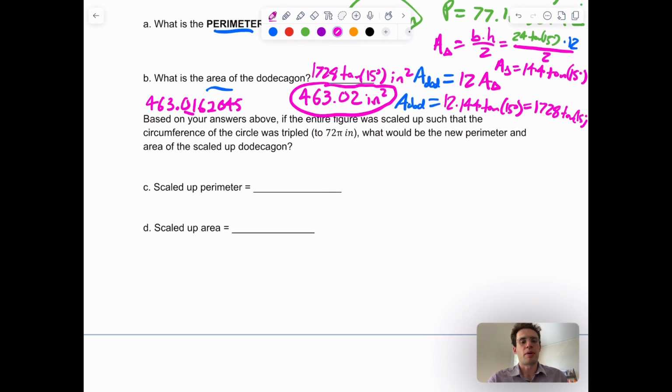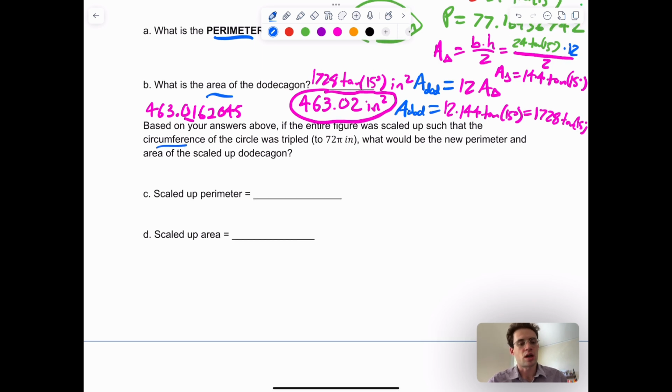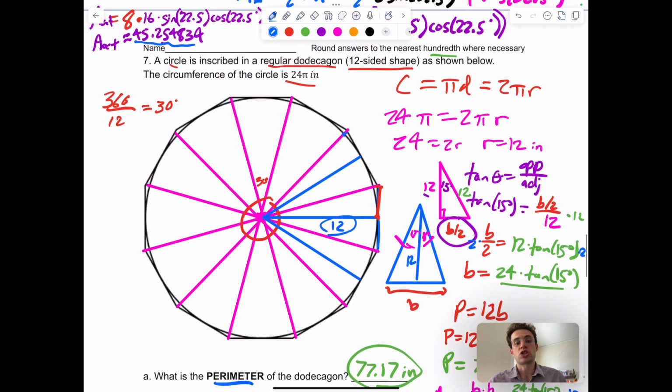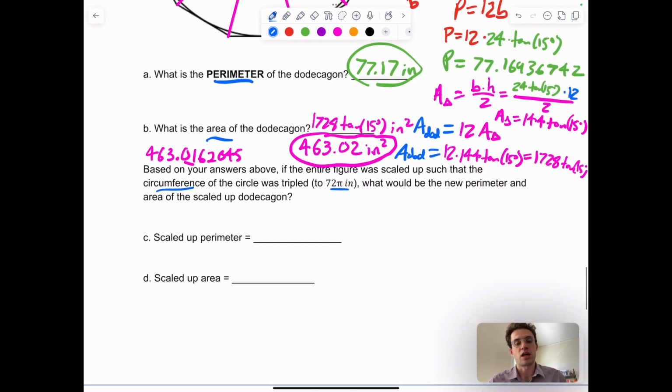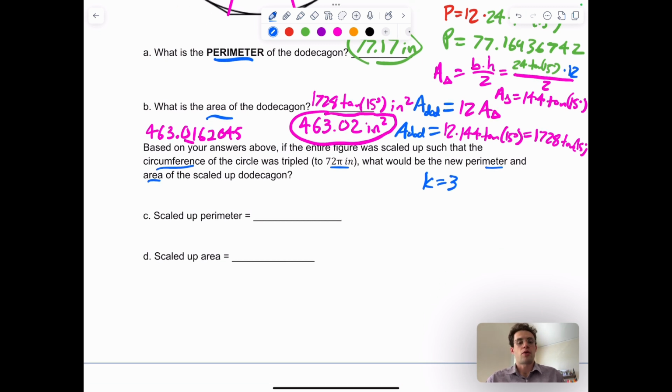Based on your answers above, if the entire figure was scaled up such that the circumference of the circle was tripled to 72 pi inches, it started as 24 pi inches, so our scale factor is 3. It's 3 times bigger. What would be the new perimeter and area of the scaled up dodecagon? For a perimeter, you just multiply it by the scale factor, right? Each side gets that much longer, so when you add them up, they're all that much longer.